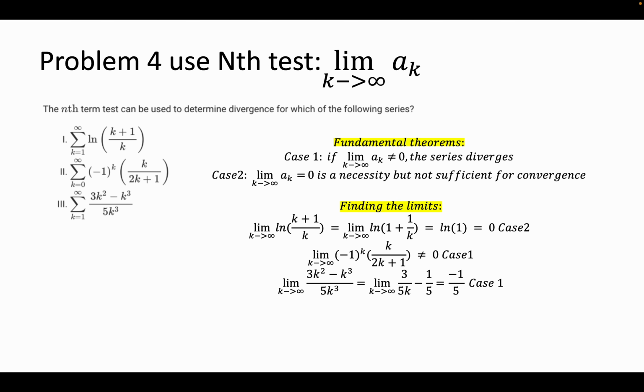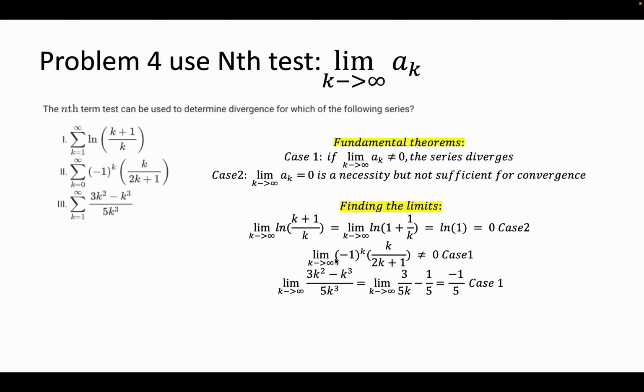Okay, so let's look at the first one. We do some manipulation with the variables, so (k plus 1) over k, we can simplify that to 1 plus 1 over k, and this leaves us with ln 1, and that is 0. So that leaves us in case 2. We know that it's not diverging, but we know that it's necessary for convergence, but we don't know for sure, so we can't use that. So 1 is definitely not true.